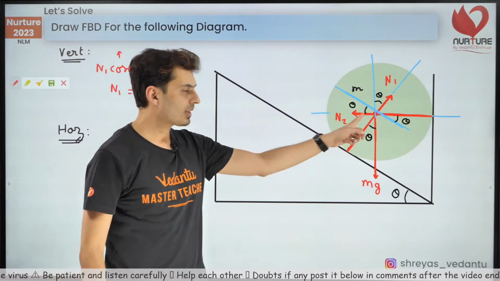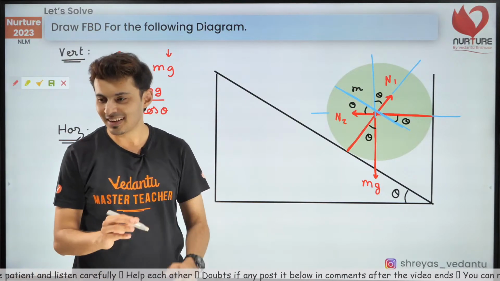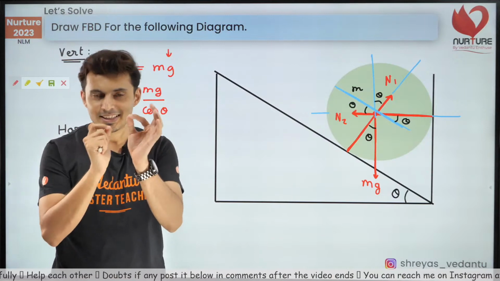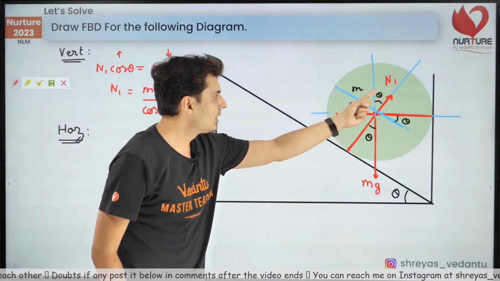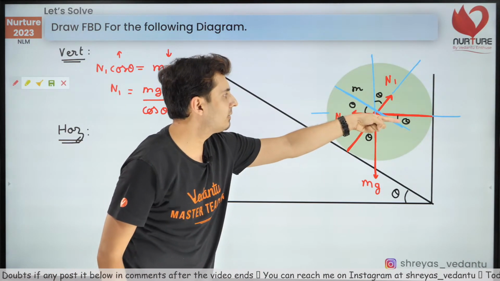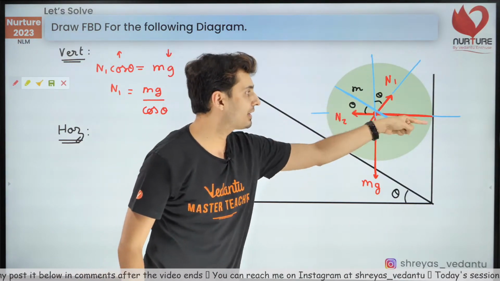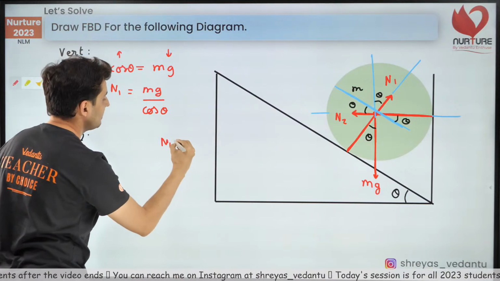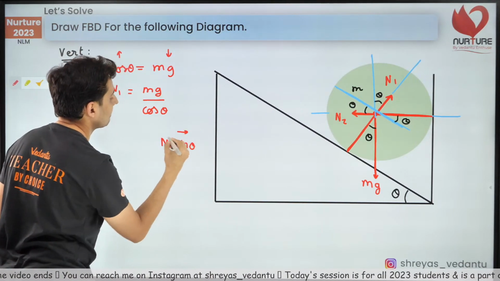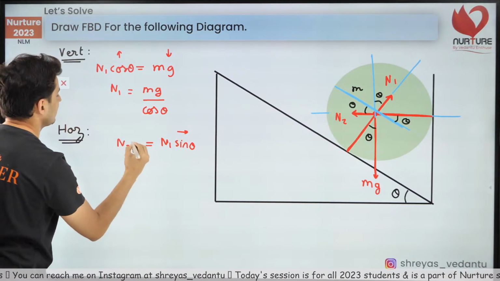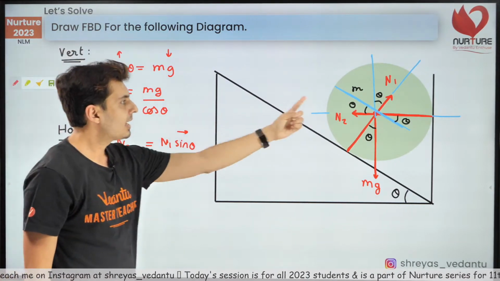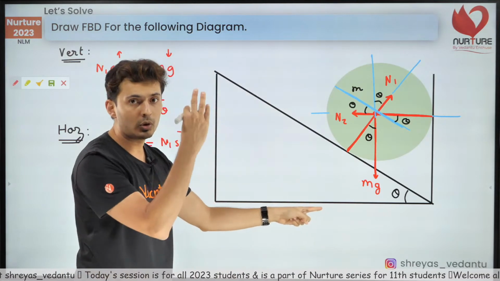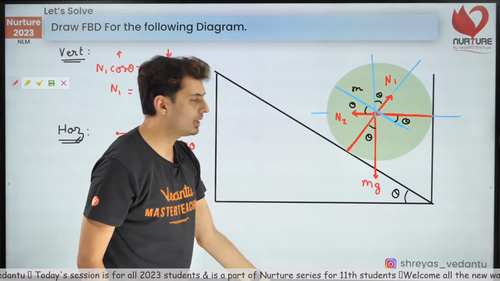I hope this is clear. Great. Now here is the next thing. For N2, take the other component of N1. What is the other component? Horizontal. It will be the sine component. So look at that. N1 sine theta, which will act to the right side, will be balanced by N2 towards the left side. N1's sine is balanced by N2. Mg has no role to play in the horizontal because it is vertical.